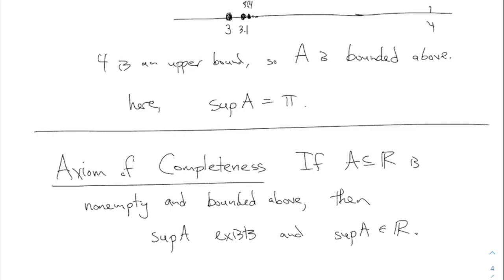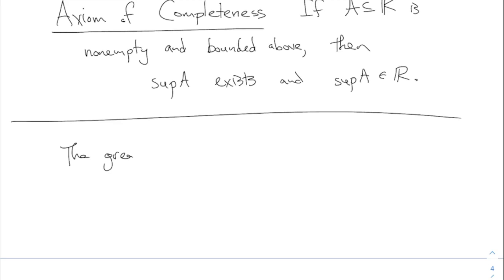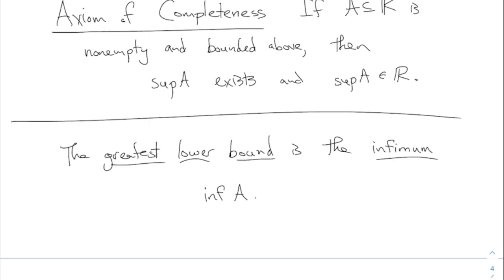This has all been about upper bounds and the least upper bound. That's what the sup is. We could also talk about lower bounds and the greatest lower bound. That's important too. And let me just say, that also has a fancy name. The greatest lower bound is the infimum, which we will write as inf of A. The inf is the greatest lower bound of the set. All right.